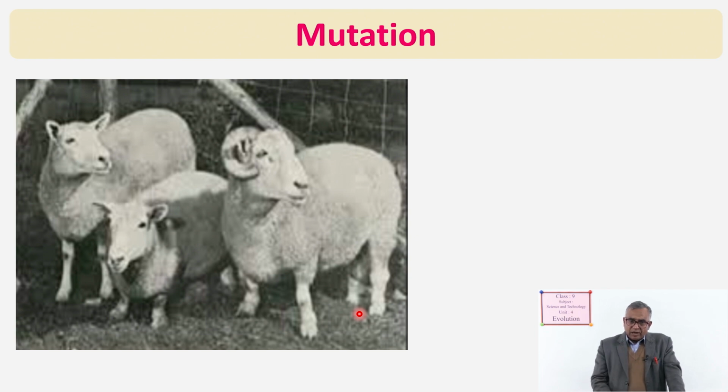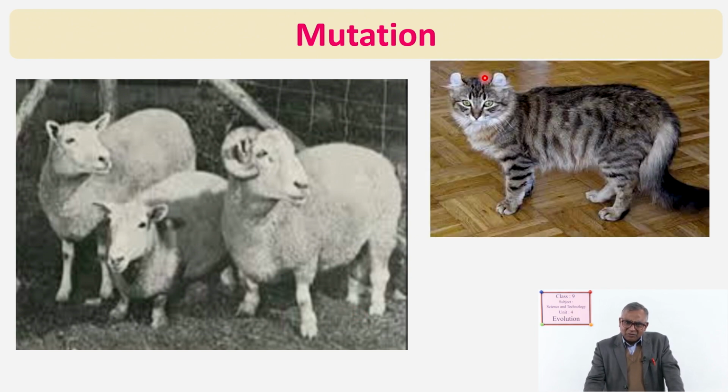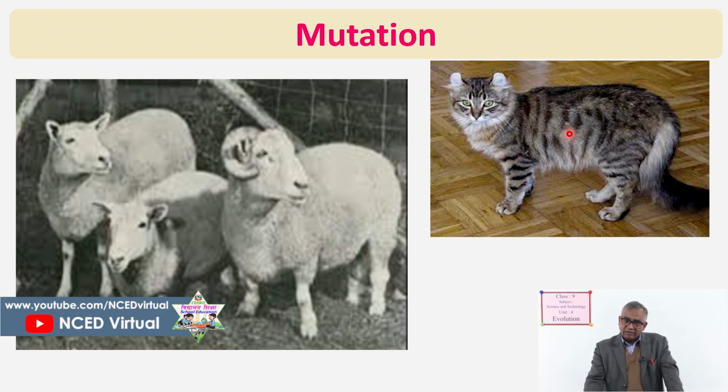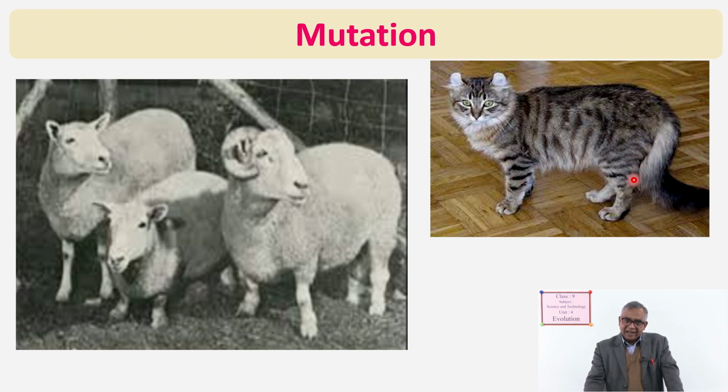Here is another, this cat. What is different in it? Find out. Can you find it? Ears, head, each and everything is like a cat. But see the tail, it is like that of a dog. Look here. It is very different from cats. Remember the tail of a cat once? It is very similar to the tail of a dog. And it is what? This is because of mutation.